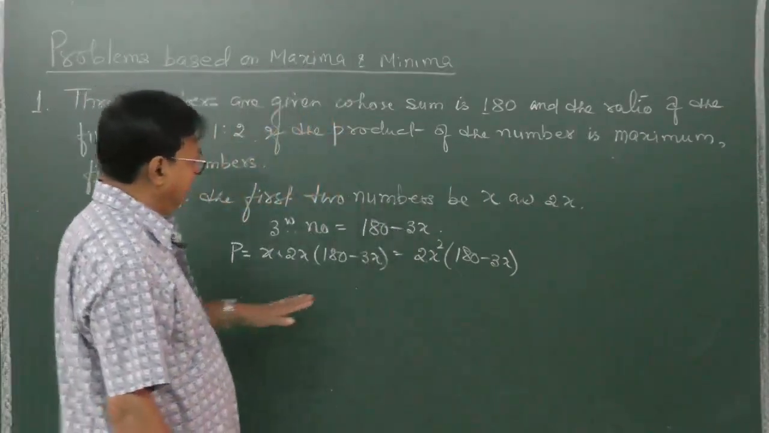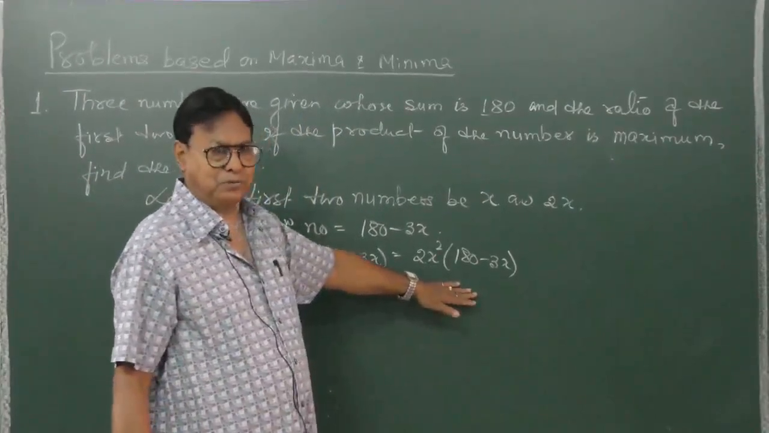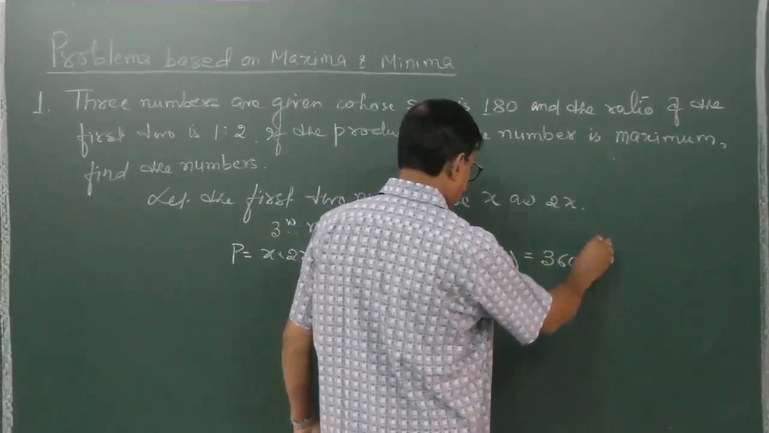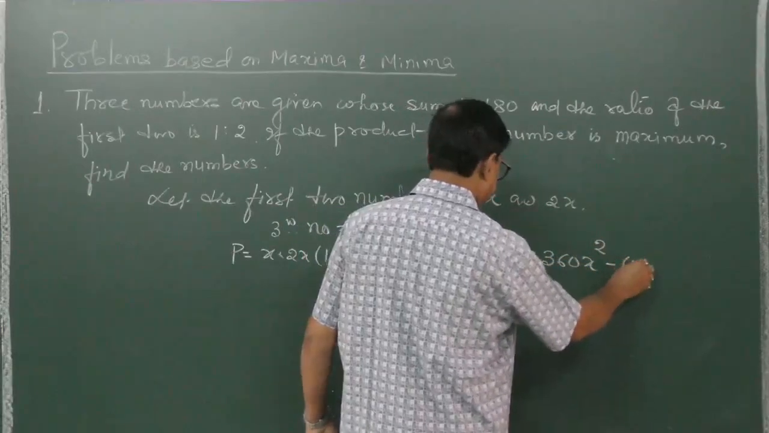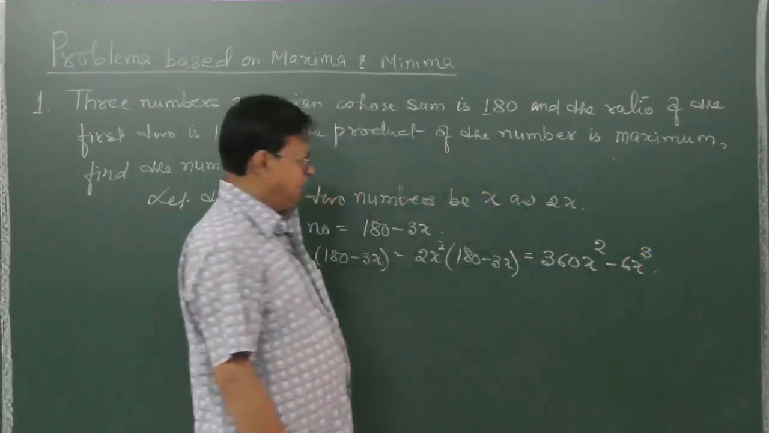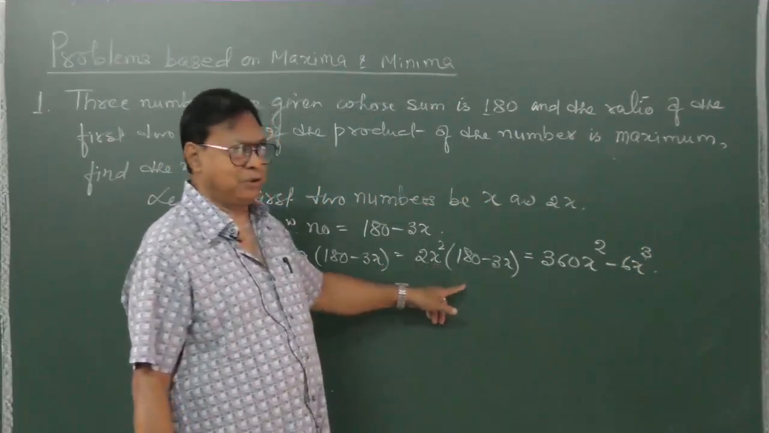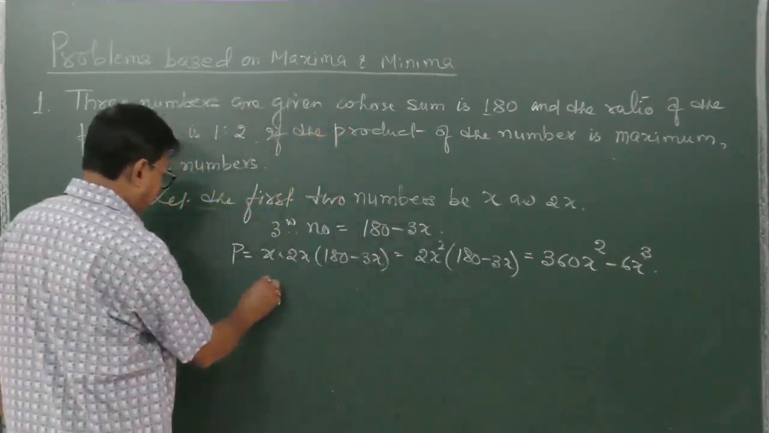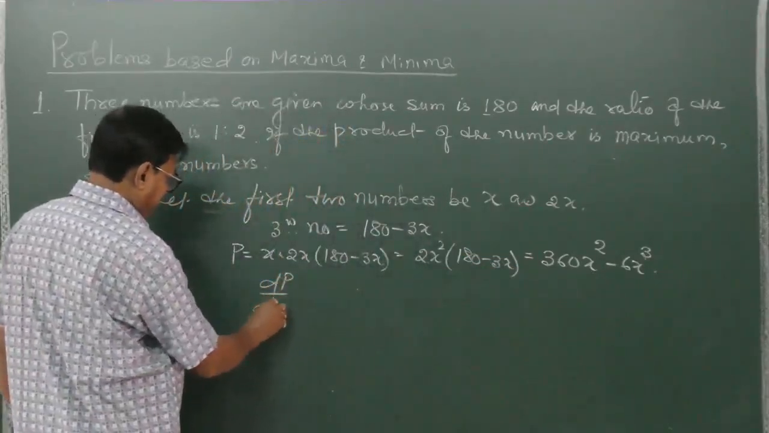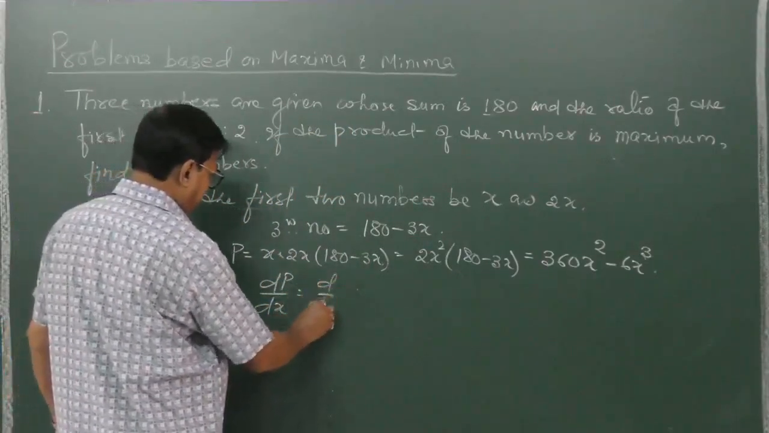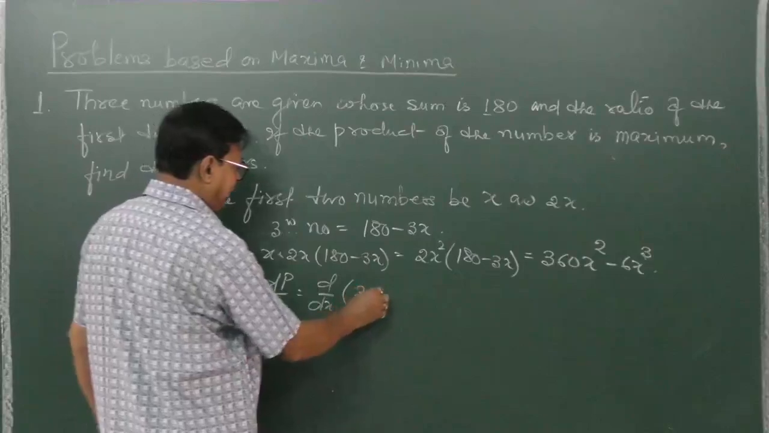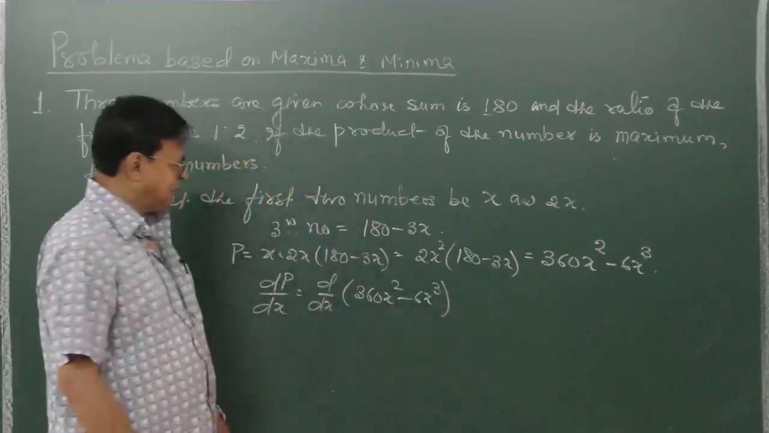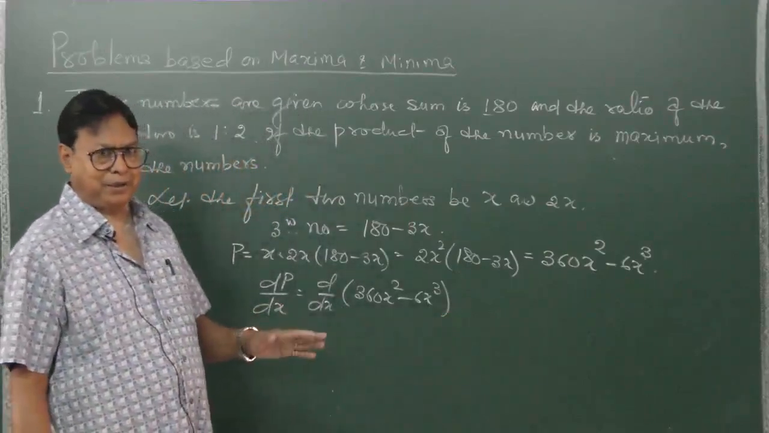Now here, while differentiating, it is product of two terms. You can write it as this, or you can change it into sum of two terms. Here if you differentiate, it will be u into v, right? Here it is u plus v. So either way you can do it. So dp by dx is differentiation of 360x square minus 6x cube.